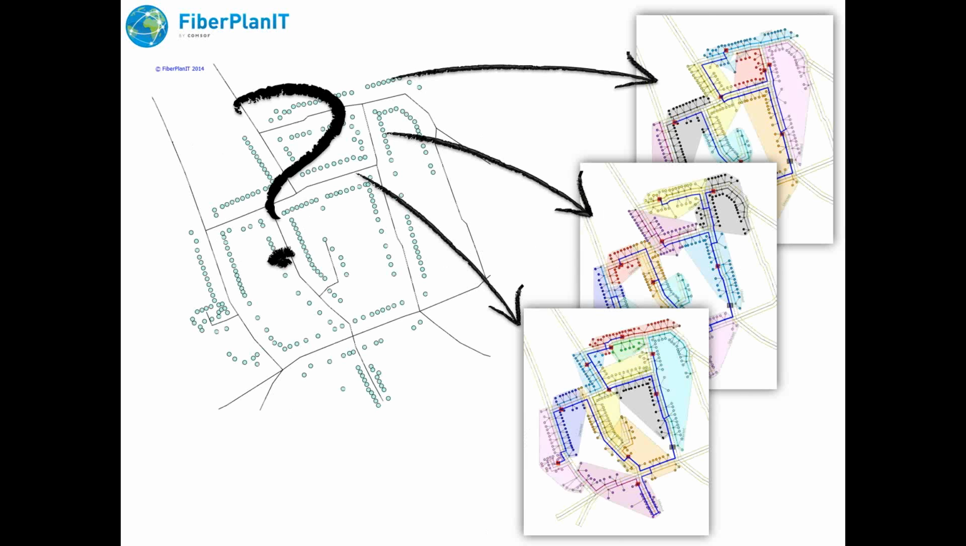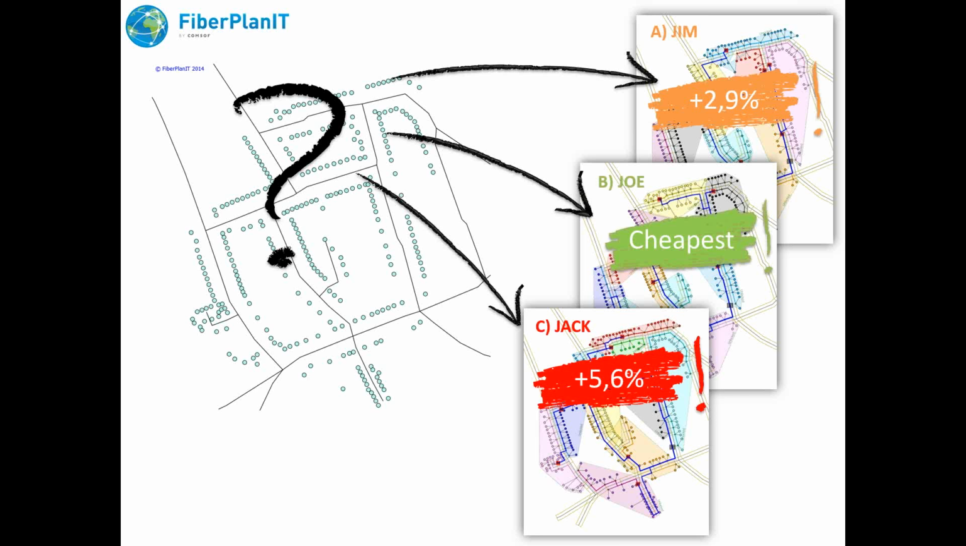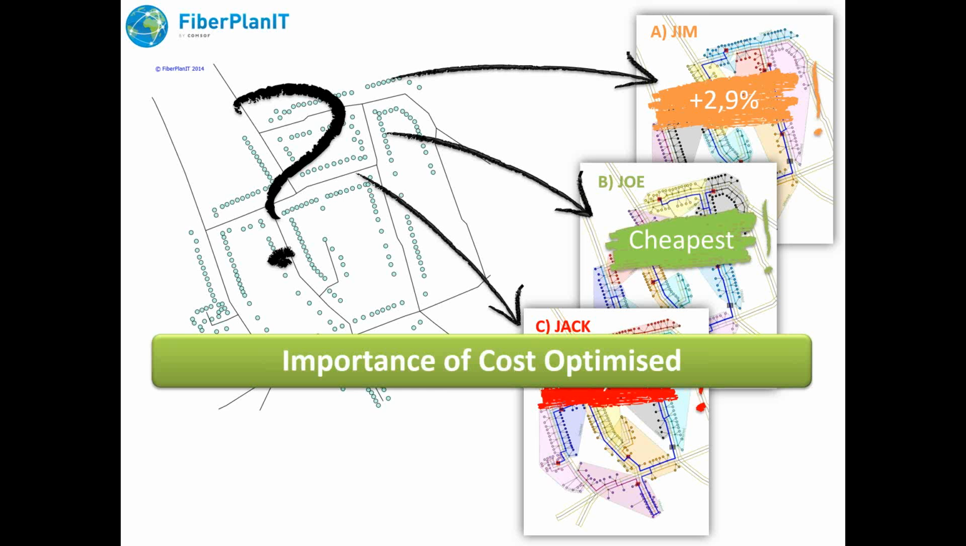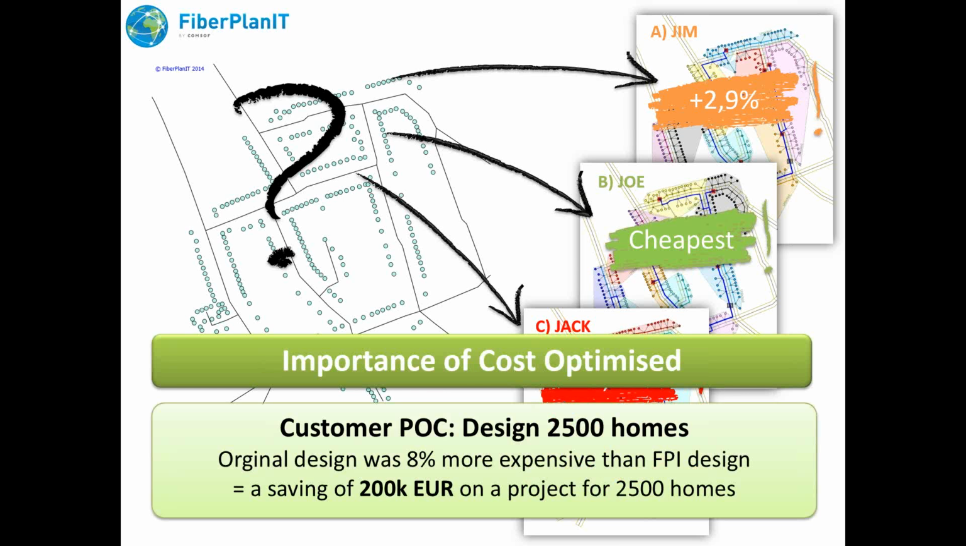So if we look at a certain small area here, then 3 different designs could be proposed by 3 different manual designers. And even for this small an area, we have the possibility to have quite large differences. So you see that the cheapest design can already be 5% cheaper than the most expensive one. So again, it's quite important that you make the right choices and use the FiberPlanIT designer to minimize your cost at each stage. A small example of the cost optimization.